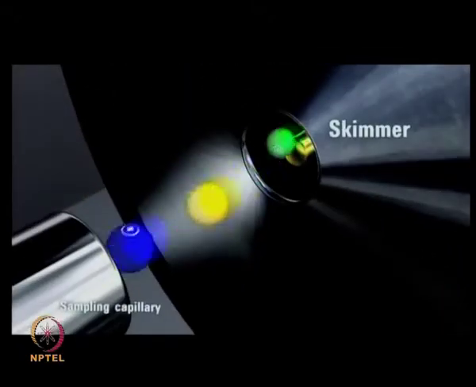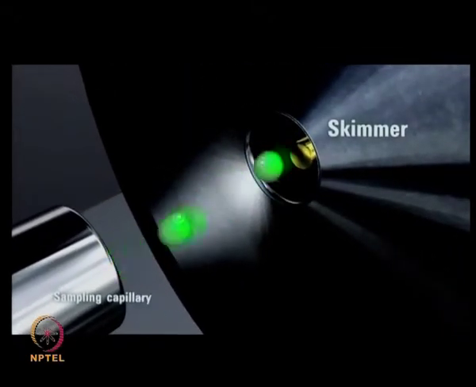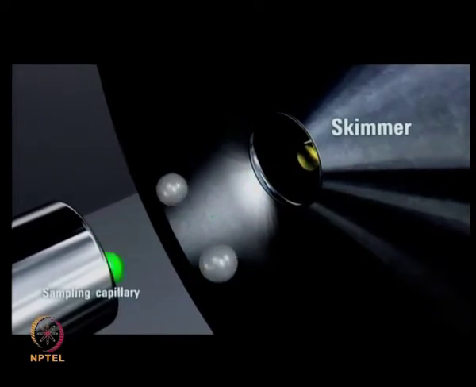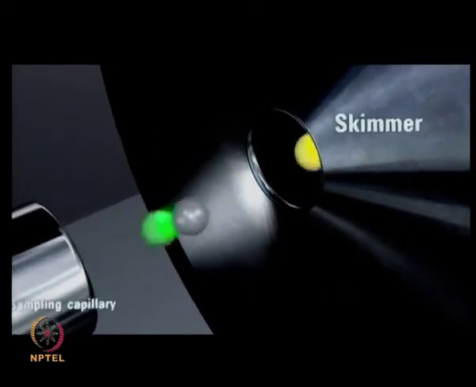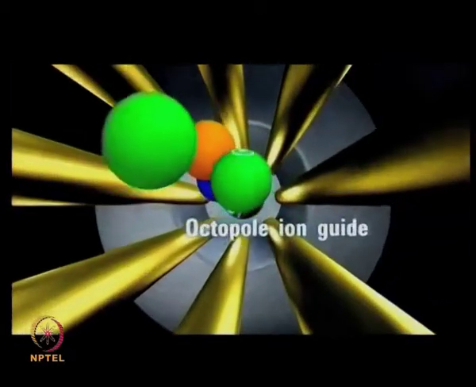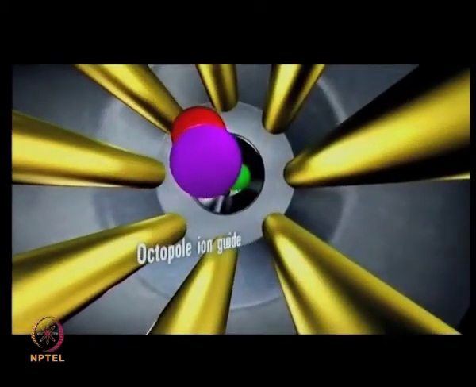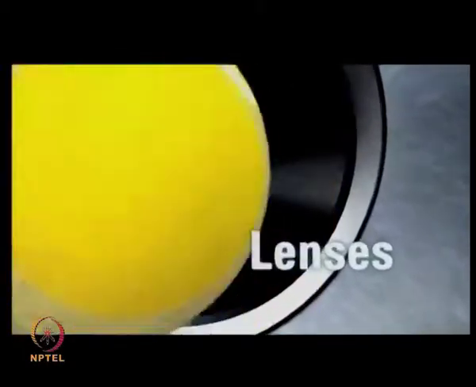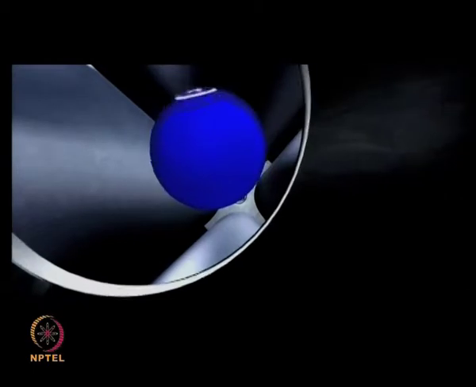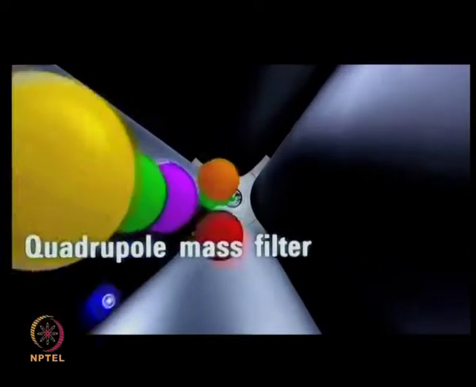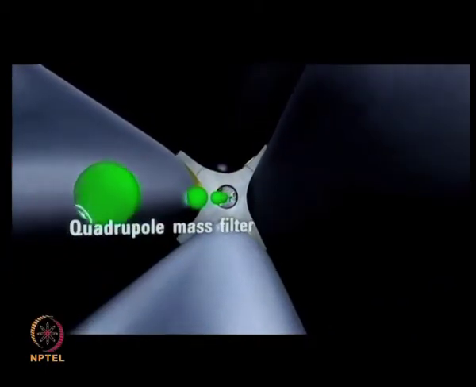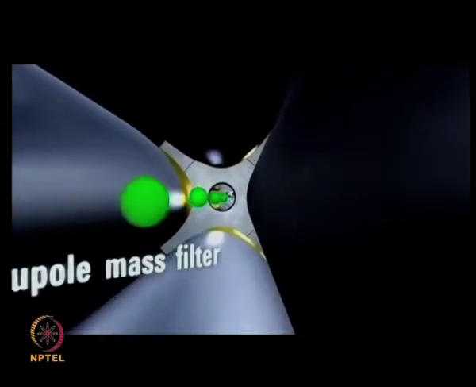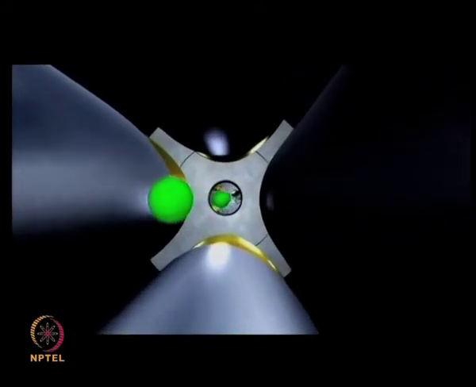A thin skimmer aperture, carefully matched hole size, and short capillary to skimmer distance reduce beam broadening. An octopole ion guide provides better ion transmission over a wider mass range. Patented lenses enhance high-mass ion transmission and increase sensitivity over a wider mass range. The first quadrupole mass filter allows only ions of the target mass to pass through. The hyperbolic shape of the rods enhances ion transmission and spectral resolution.